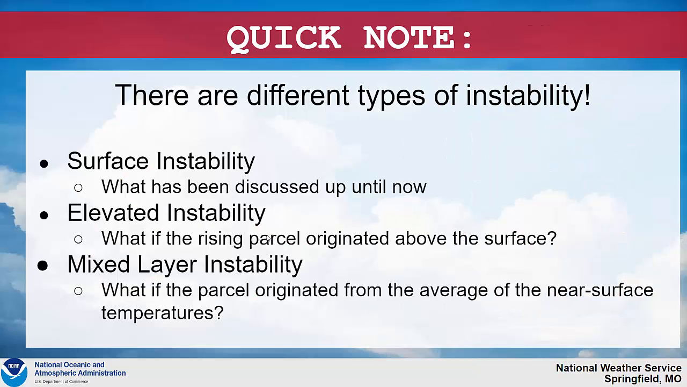Now here's a quick note. All throughout the video we've been talking about surface-based instability, meaning that the rising air originates at the surface. There are different types of instability that we won't go into here, but basically air can begin rising anywhere in the atmosphere, not just the surface. If a rising parcel originates above the surface, any instability resulting from that is called elevated instability. And mixed layer instability is basically a parcel consisting of the average near surface temperatures rather than the temperature right at the surface.